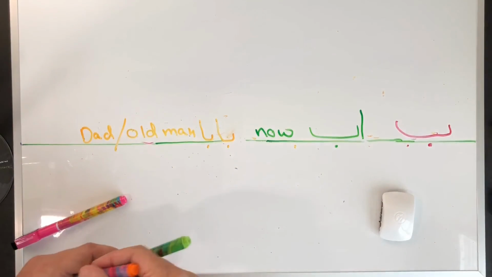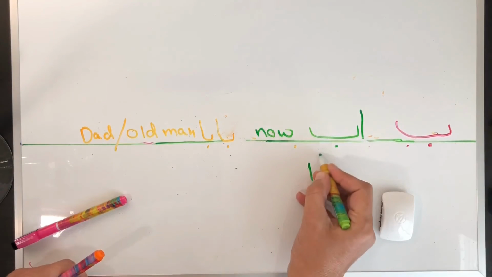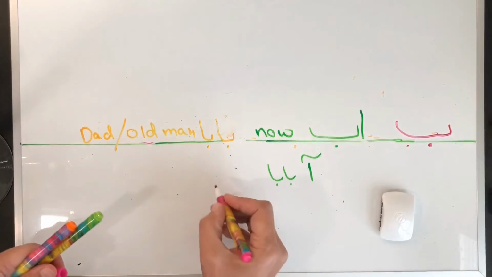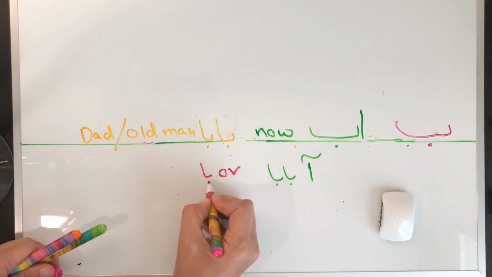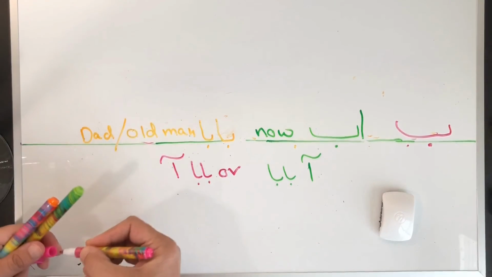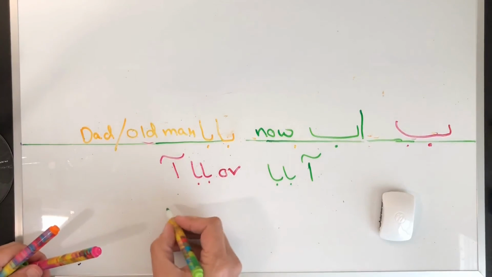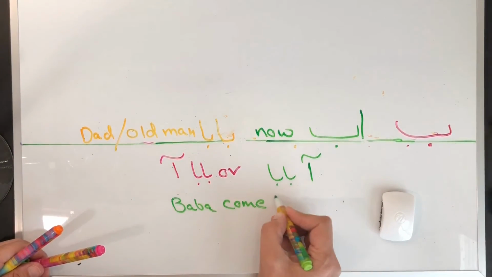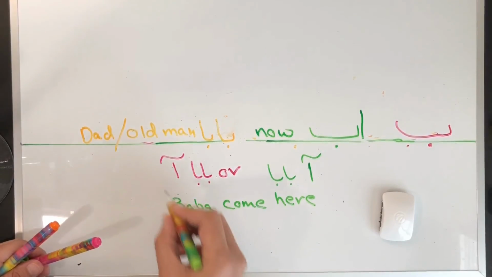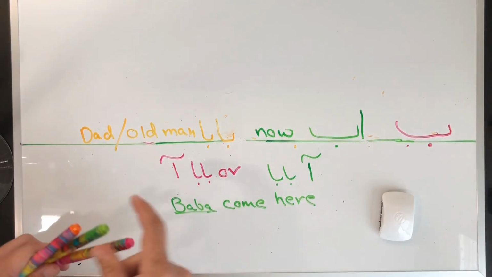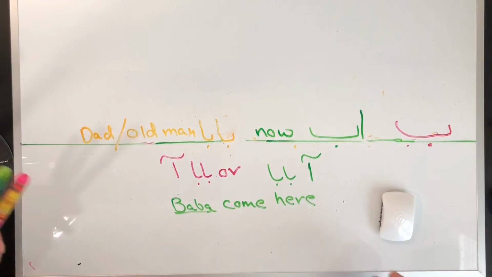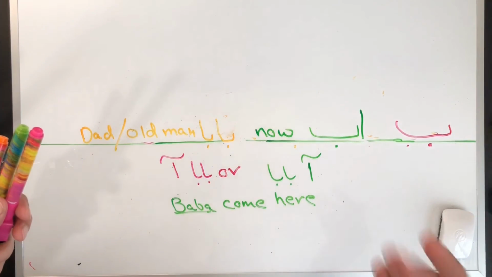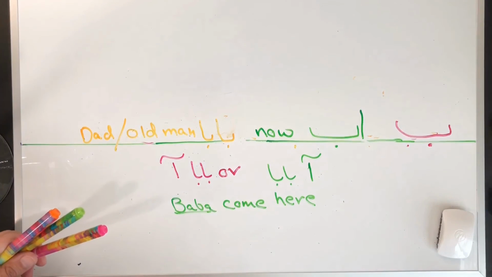We also learned that if we say A Baba or Baba A, it means Baba, come here. Baba can be a dad or the old man. So if you're walking somewhere in the streets of Pakistan and you see an old man selling something, you tell him Baba A. That's one way of saying it.